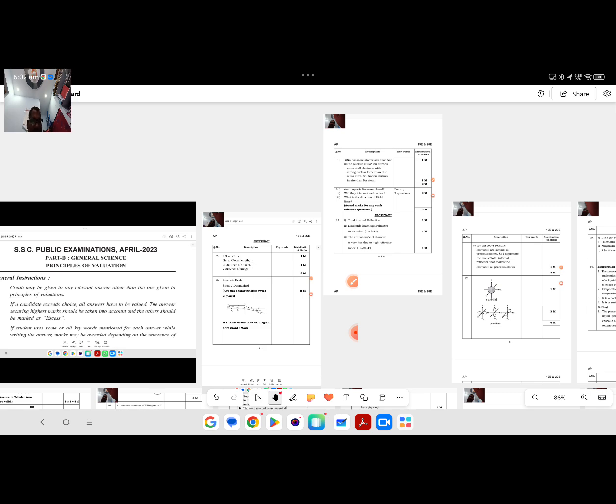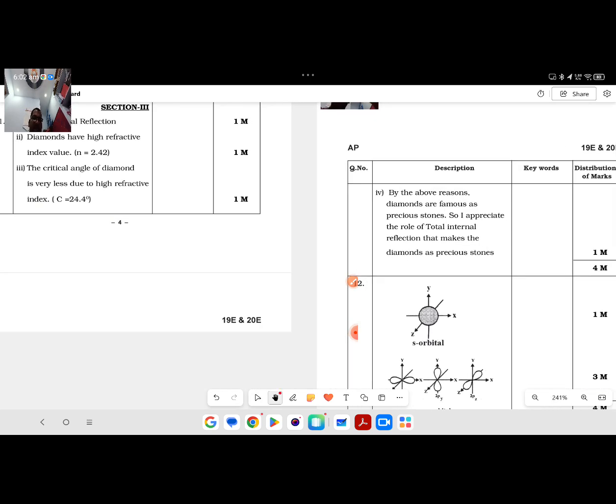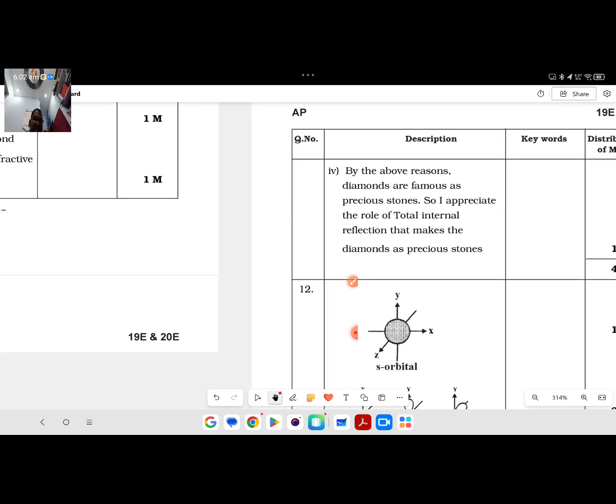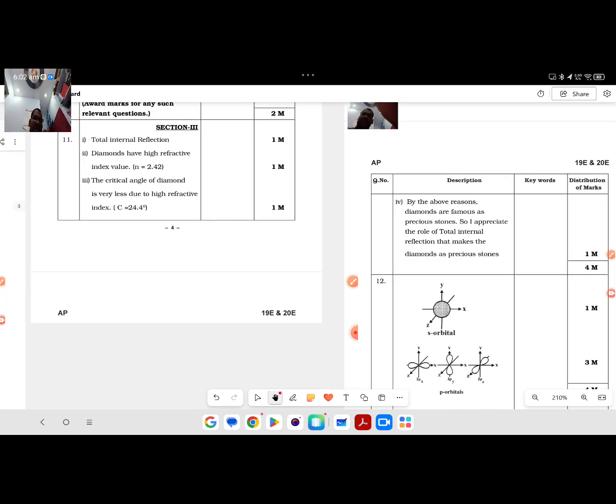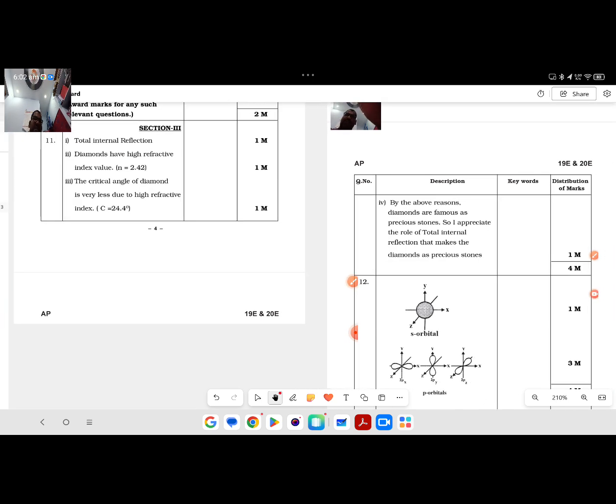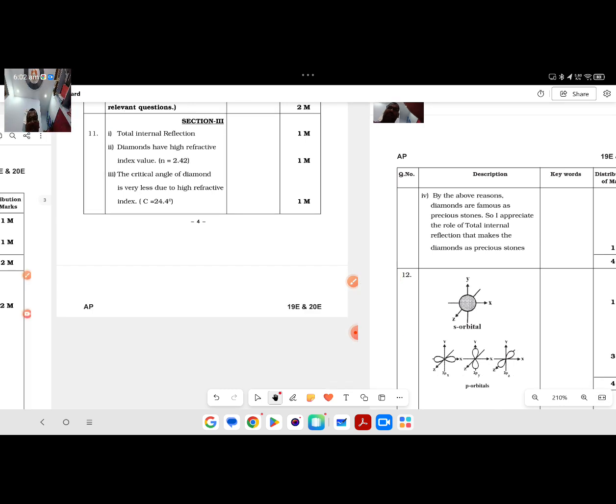Remaining part of the answer, right? Reason. By the above reason, diamond has a famous as precious stone. So appreciate the role of the total internal reflection. That means diamond as precious stone. So totally, these 4 key points should be present in your exam paper. 4 key points. Then only full marks will be allotted, right?